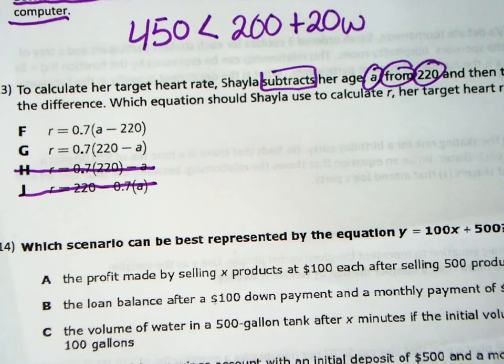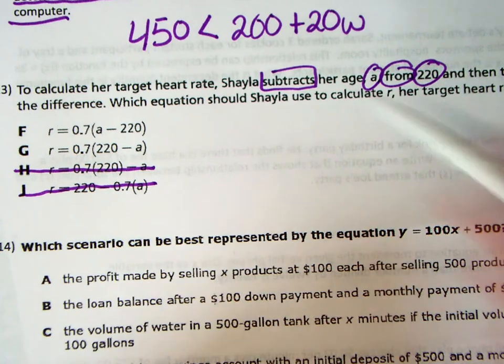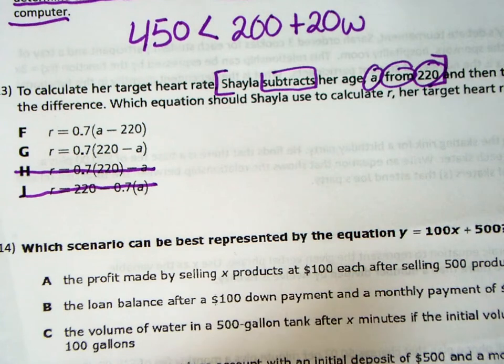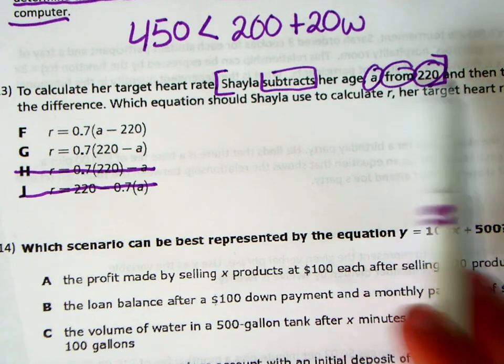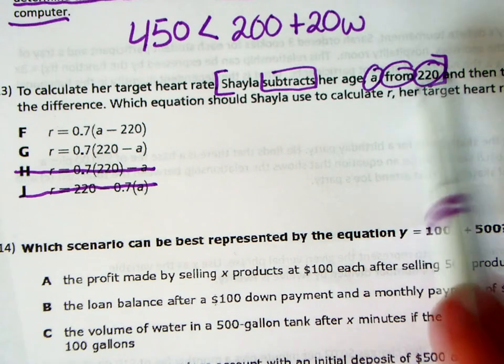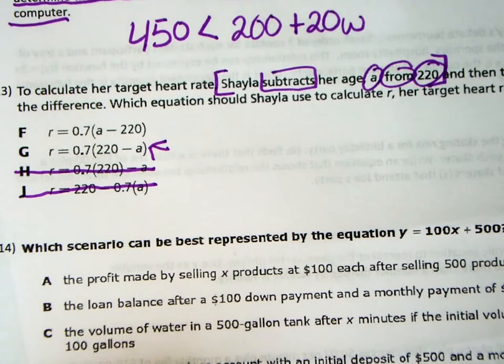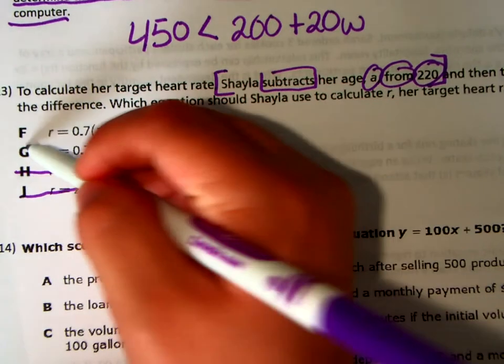So now the question is, which one is it? So let's read this one little part right here. The Shayla subtracts her age part. So Shayla subtracts her age A from 220. So what are we starting with? Are we starting with A or the 220? The 220, from 220. Meaning this is your starting point. So we want the 220 first and then the A. So this one's going to be G.